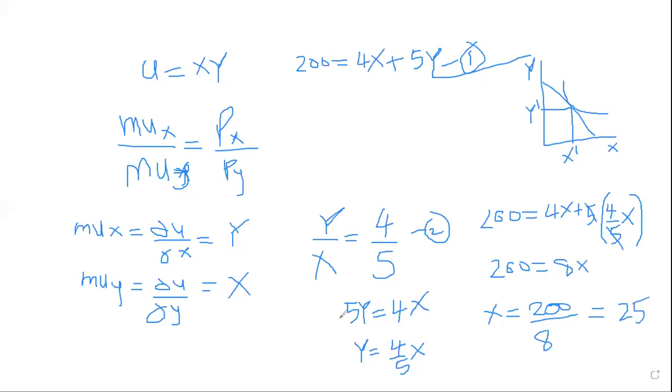Now, if x is 25, you can easily find y. We know that y is 4 over 5 times x. So 4 times 25, so this will be 100 over 5, that will be 20. All right? So that means that x here will be 25, and y will be 20. That's what this is named.